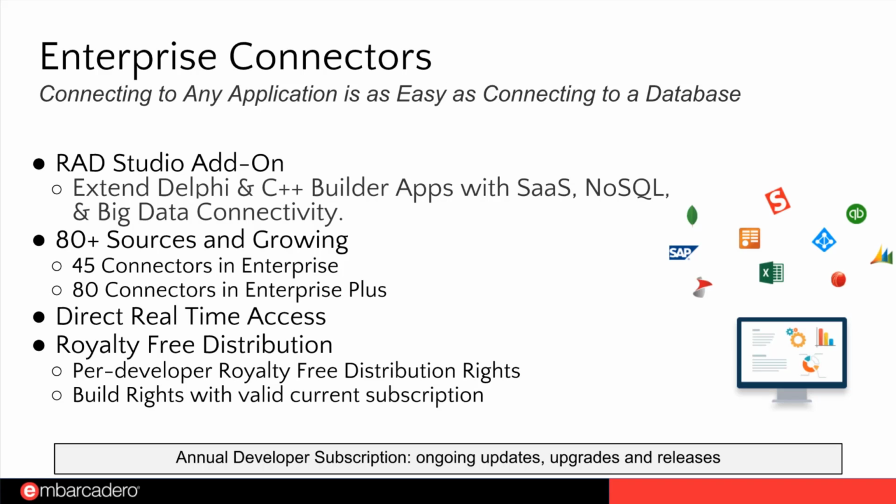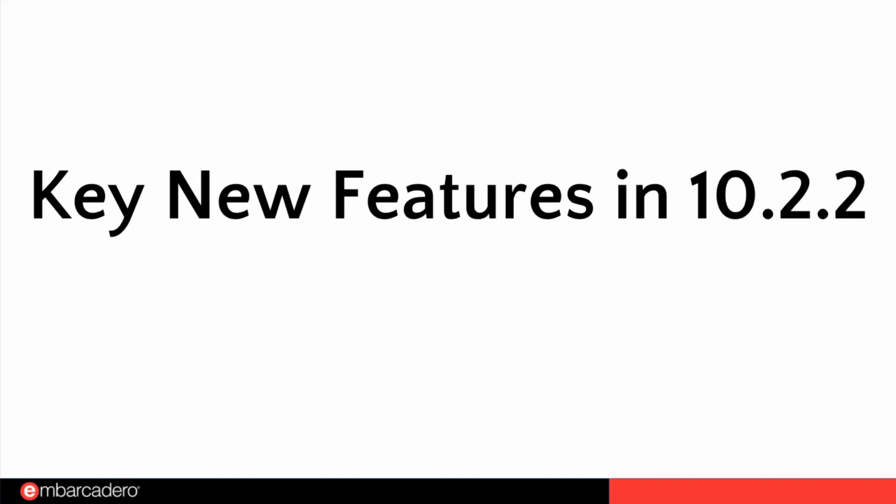So all you have to do is launch RAD Studio, go to the Tools menu, and then select GetIt Package Manager, and you'll see a new Enterprise Connectors category. And the Enterprise Connectors are sold in 2 different editions. One is the Enterprise Edition with around 45 or so different connectors, and then the Enterprise Plus Edition with 80 or so different connectors. Now let's have a look at the great new features that we added in 10.2.2.